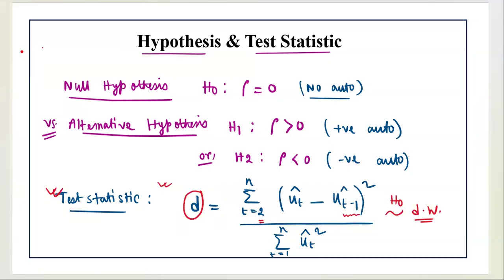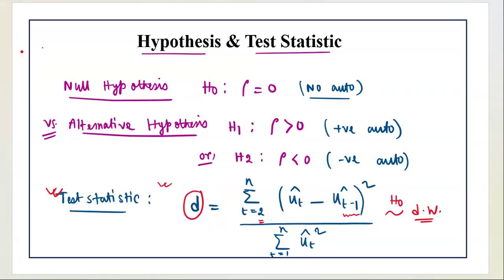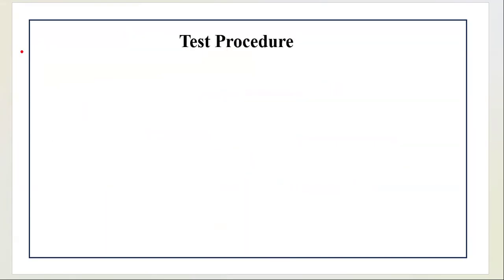So this is the general structure of the D statistic, where this u_t cap is nothing but the OLS residual, right? This u_t cap, whatever be the suffix, it could be t, it could be t minus 1, these are the two suffixes. These u_t caps are the OLS residuals, right? Okay. So this was about our hypothesis and the test statistic. Now let us come to the test procedure, how to proceed and see the decision rule.